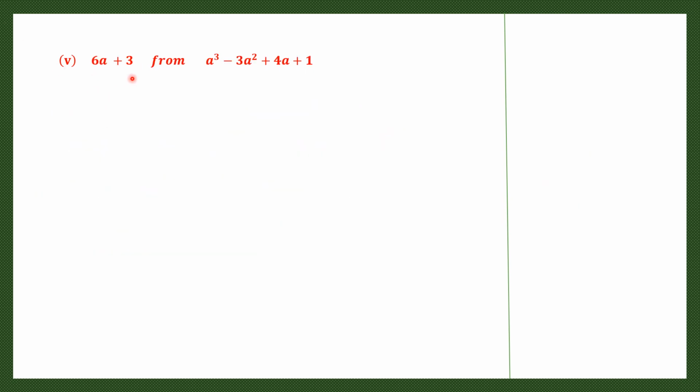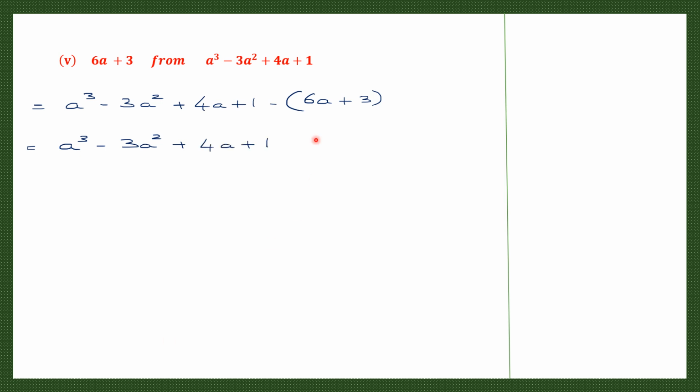Question 5. Subtract this from this polynomial. So let's write this first. So here we're going to write a cube minus 3a square plus 4a plus 1, minus 6a plus 3. Let's remove brackets now. So this is a cube minus 3a square plus 4a plus 1 as it is. Then since we have the minus sign before the bracket, the sign of all these will change. So that will become minus 6a minus 3.